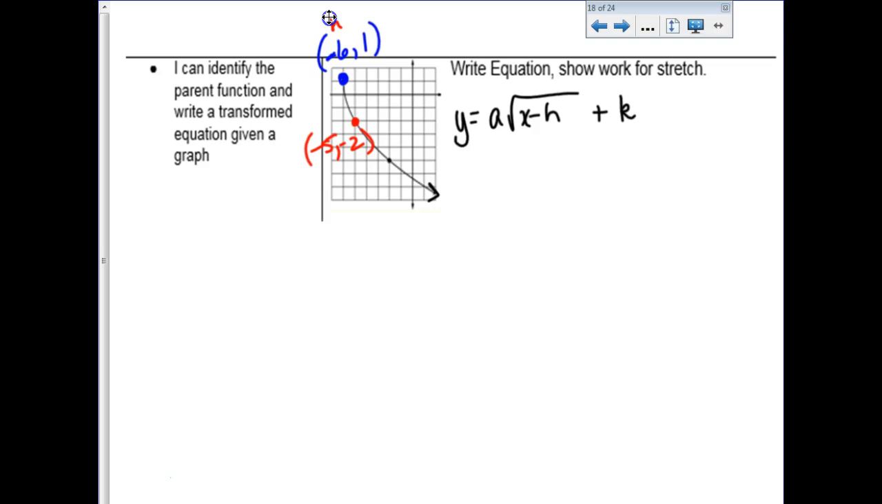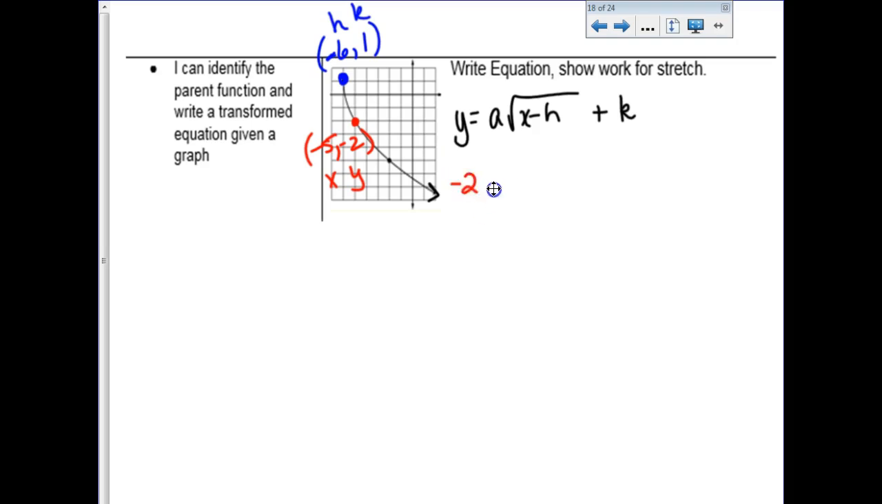So this blue part here is HK. And this other red point we're going to use as our XY. And we're going to plug in all those clues in order to find A. Now tell me something you know about A before I actually do any calculating. Can you tell it's been reflected? So your A is going to be negative.